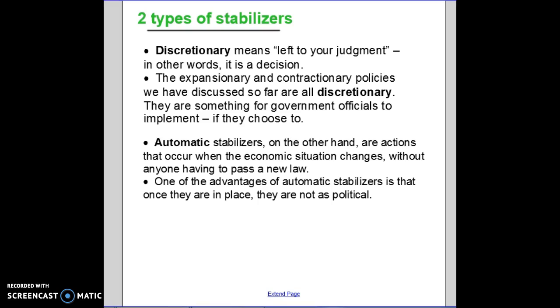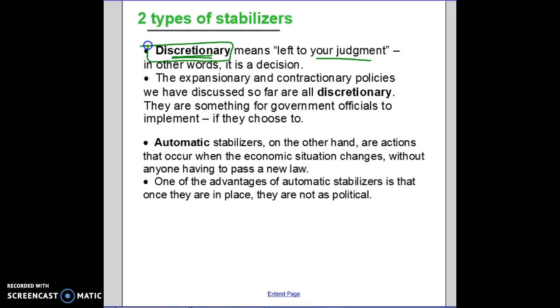So those policies that we've been talking about all fall under the category of discretionary fiscal policies. The word discretionary, okay, discretionary spending, discretionary income, anything that you do with discretion, it means that it's left to your judgment. You get to use discretion. Do I want to do it or not? Your discretionary income is the income that you don't have to pay in taxes. You can spend it on something that you want to spend it on. So it's your decision. These expansionary and contractionary policies, increasing government spending, decreasing government spending, increasing or decreasing taxes, everything we've talked about is a discretionary, expansionary, or contractionary policy.